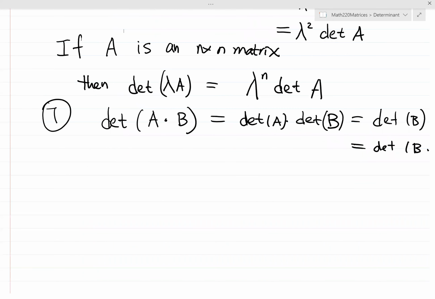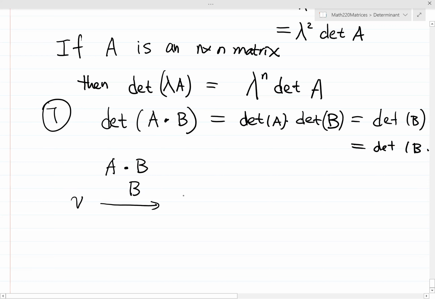It's really tedious to prove that the determinant of A times B is the determinant of A times the determinant of B, but the idea is very easy to explain. You think about this as an operation. A times B means you take a vector V, do operation B to get BV, then plug this into the machine A, and you get ABV.